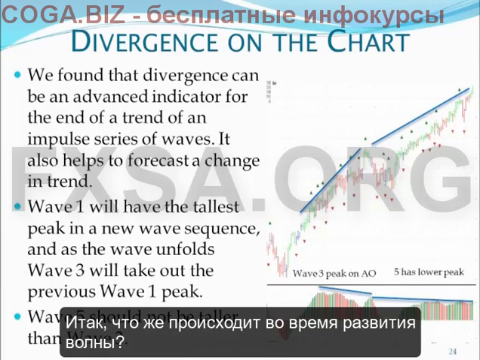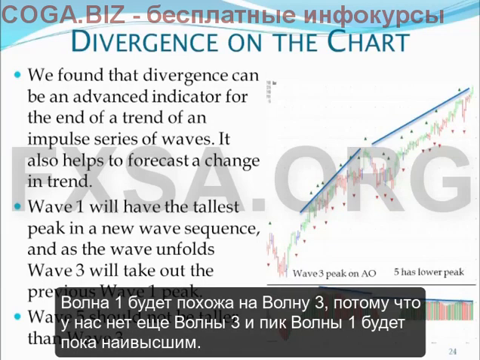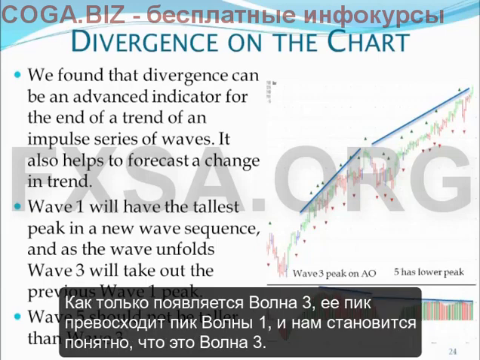So what happens is when a wave is developing, wave 1 is going to look like wave 3 because we have no wave 3 yet. It is our tallest peak. As wave 3 develops, it takes out wave 1. We now know we're in wave 3.